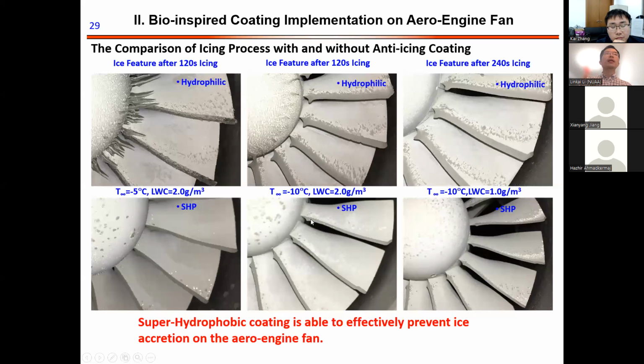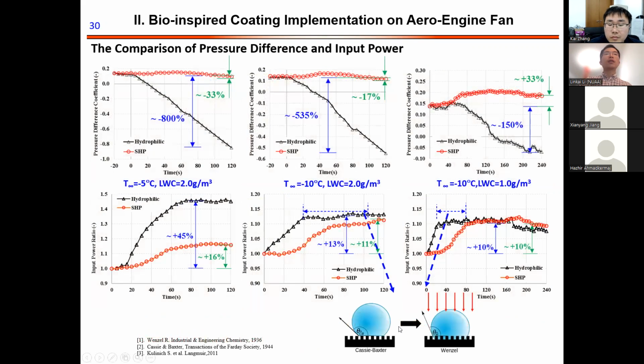So for the animation here, even though the ice accretion is much lower than the hydrophilic, there is still ice buildup on the leading edge area. Because at the leading edge the dynamic pressure is the largest, it will change the surface state from Cassie to Wenzel. That's why we find the input power still increases, but it takes more time. For the super hydrophobic coating, the input power becomes the same as the hydrophilic after about 80 seconds, but for the hydrophilic it only takes about 20 seconds.